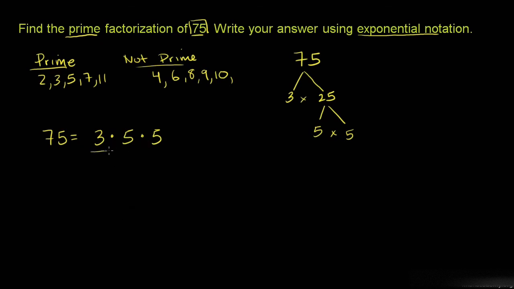So this is a prime factorization, but they want us to write our answer using exponential notation. That just means if we have repeated primes, we can write those as an exponent. So what is 5 times 5? 5 times 5 is 5 multiplied by itself 2 times. This is the same thing as 5 to the second power. So if we want to write our answer using exponential notation, we could say this is equal to 3 times 5 to the second power, which is the same thing as 3 times 5 times 5.